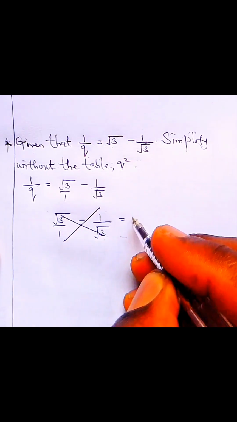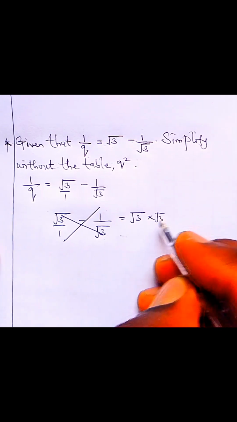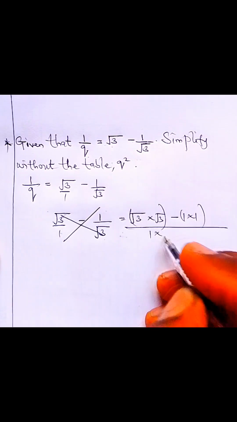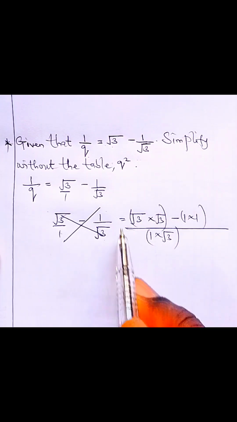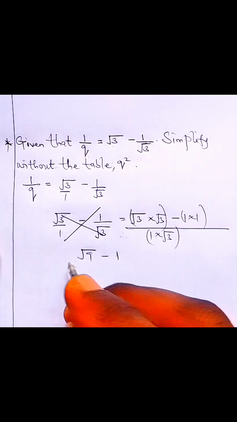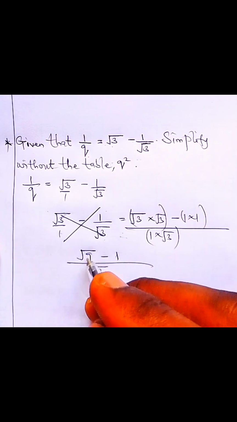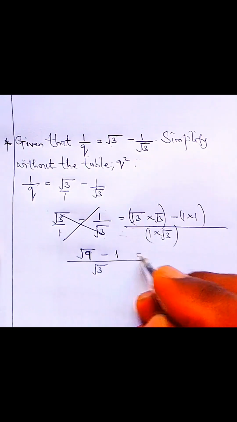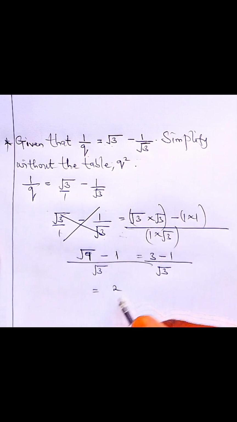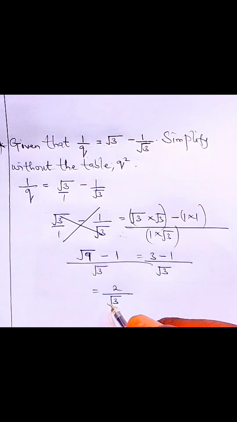So first of all, root 3 times root 3 right in here, the minus 1 times 1 over here, over the denominators, 1 times root 3 right here. So root 3 times root 3 will give us root 9, minus 1 times 1, which is 1, over 1 times root 3, which is root 3. So root 9 is 3, minus 1 over root 3. So what do we have next? The next thing we have is 3 minus 1 is 2 over root 3.